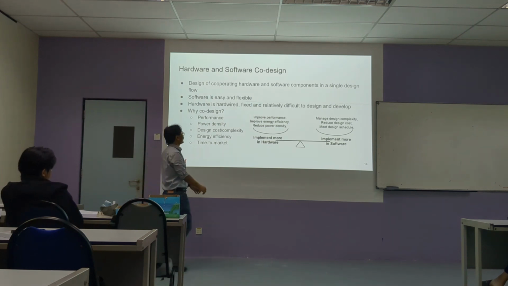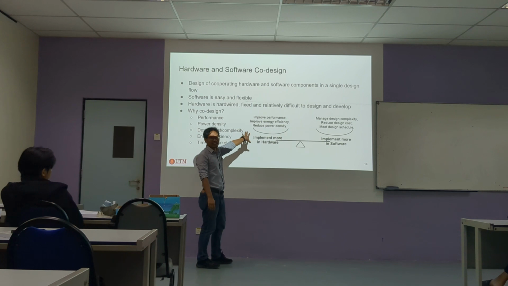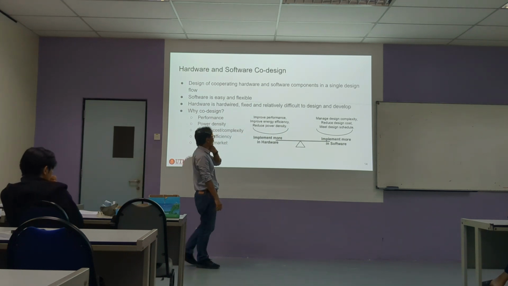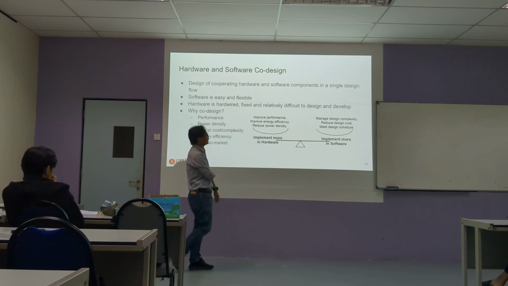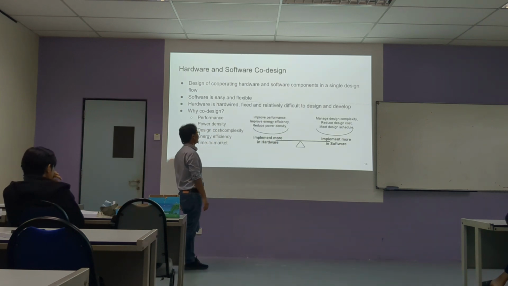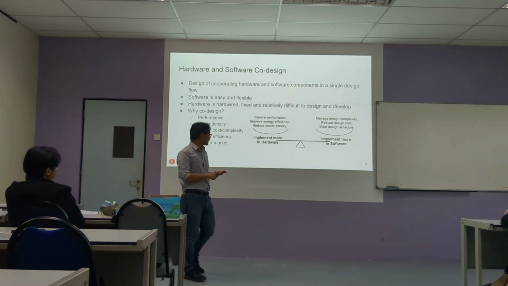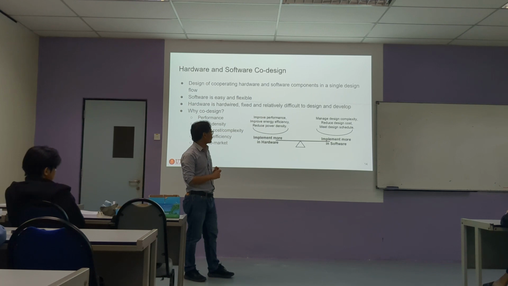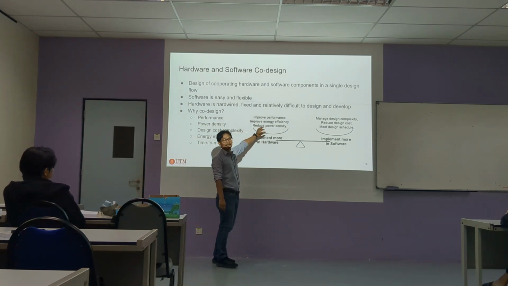But is it worth it? You can see that hardware, ASIC, FPGA will give you a better PPA, right? Better performance, power, energy, as compared to a quick design in software. So how to get both sides? You want to have a quick design with also good PPA. So what is the solution?